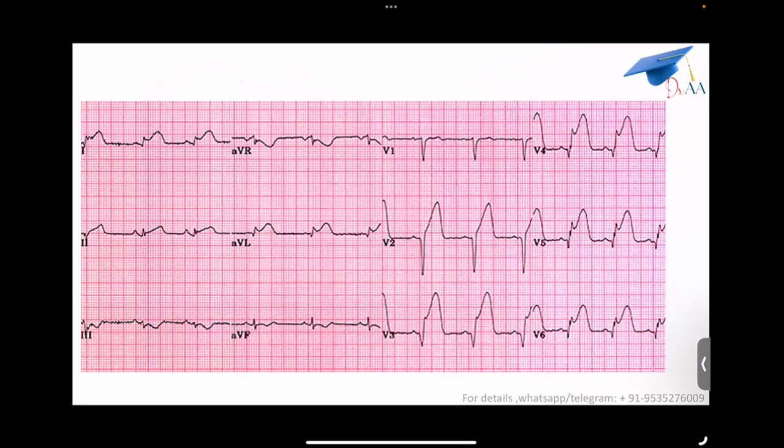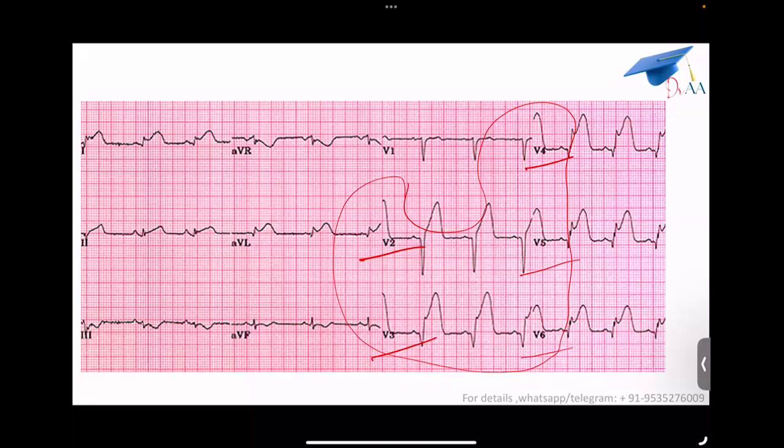Let's see another ECG. Here, there is an ST segment elevation in V2, V3, V4, V5, V6. So from here to here, there is an ST segment elevation. Along with it, we are also seeing an ST segment elevation in I and aVL. This is an extensive anterior wall MI, also known as anterolateral wall MI. So most likely it is the proximal LAD which is involved.